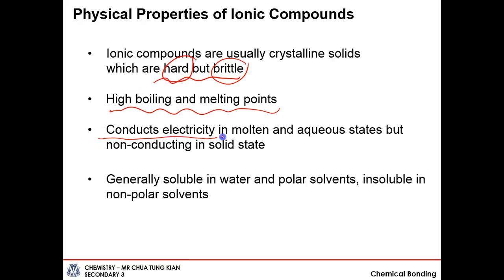Conducts electricity in molten and aqueous states, but not in solid state. Why? Think about this. How does a metal conduct electricity? It is through the migration of mobile valence electrons. Are there any mobile valence electrons in ionic compounds? If there are no mobile valence electrons in ionic compounds, how then does an ionic compound conduct electricity? Okay, think about this and relate this to the structure of the metal. For example, sodium, iron, copper.